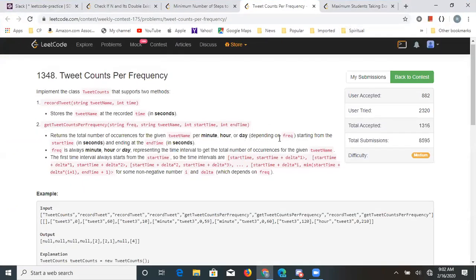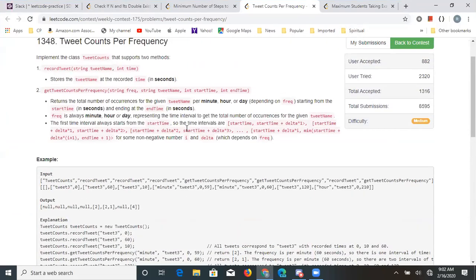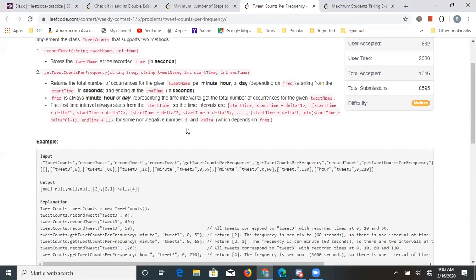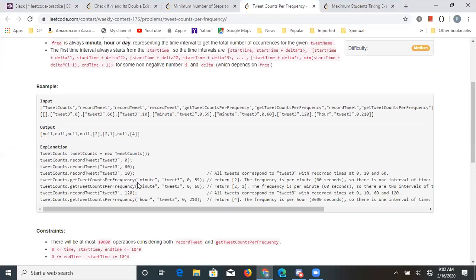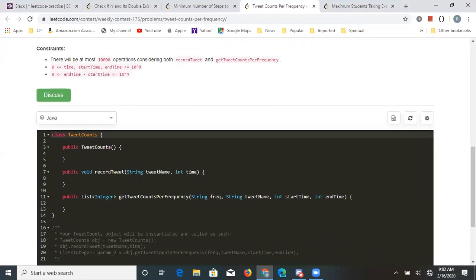Okay, this is a lot of things. We are designing tweet counts per frequency. To explain it to you, let me first go to the definition here.